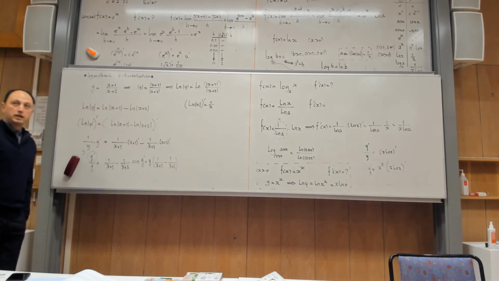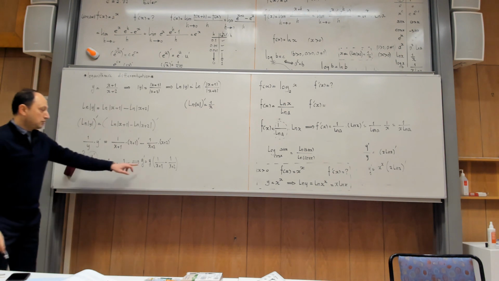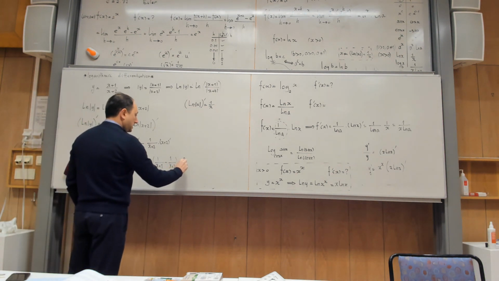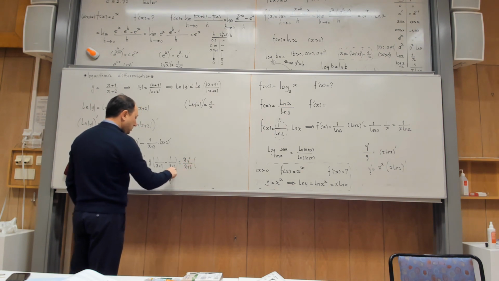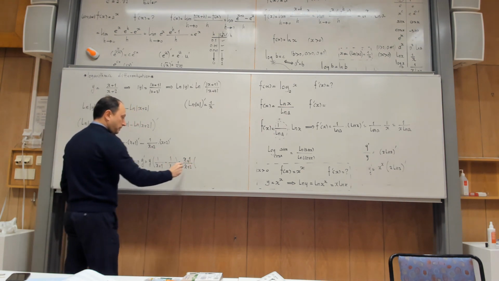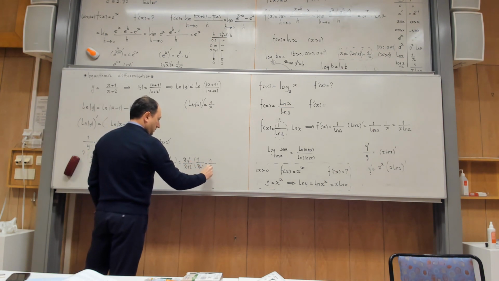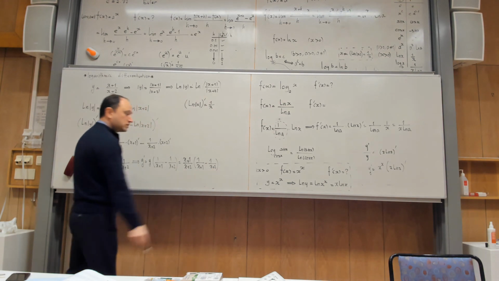Yes? And that is my derivative. But instead of y, I replace this instead. So this becomes x plus 1, x plus 2 multiplied by this expression. So that is the derivative.